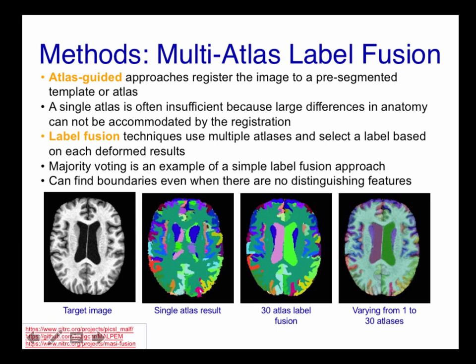Fusing those atlases together uses techniques called label fusion. One of the simplest approaches is majority voting. If we're warping a bunch of atlases onto this image, and we now have a bunch of different labels defined by the different atlases, which label gets the most votes? That's the majority vote, so we just assign it to that label. And there are more sophisticated methods there.